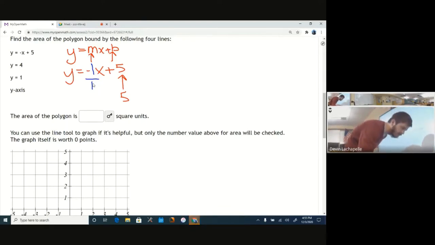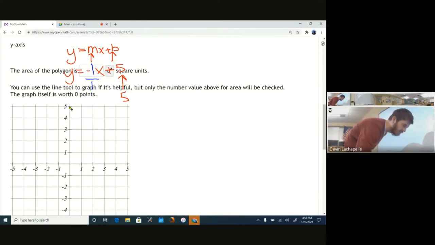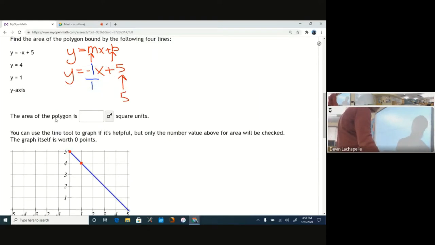All right. Slope is rise over run, change in y over change in x. So we'll start at 5. That's our y-intercept. Count down 1 and right 1, just like that. That's our slope. So that's our first one, y equals negative x plus 5.